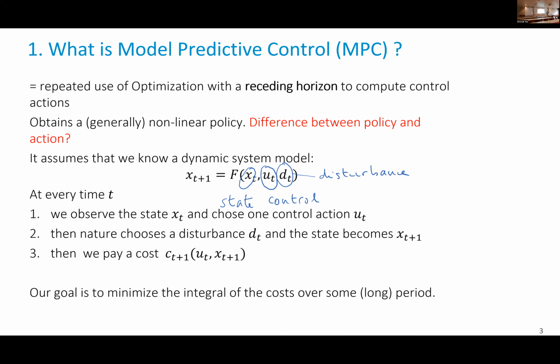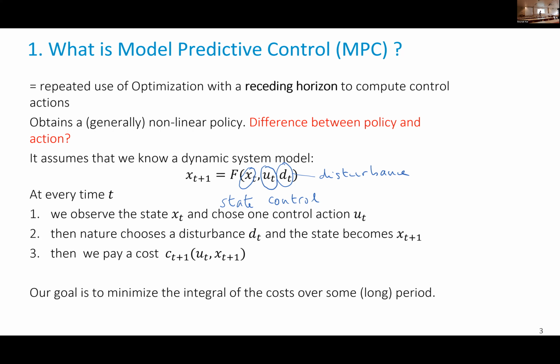A policy is not a specific action. It's a set of rules that says, if in the future I see this and that, here is the action that this rule will force me to take. So a policy is a rule. And as we have seen last week, sometimes it's better to have policies than actions. In particular, if there's some uncertainty.